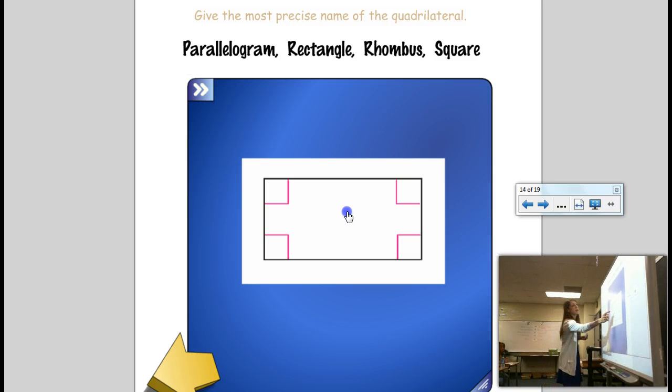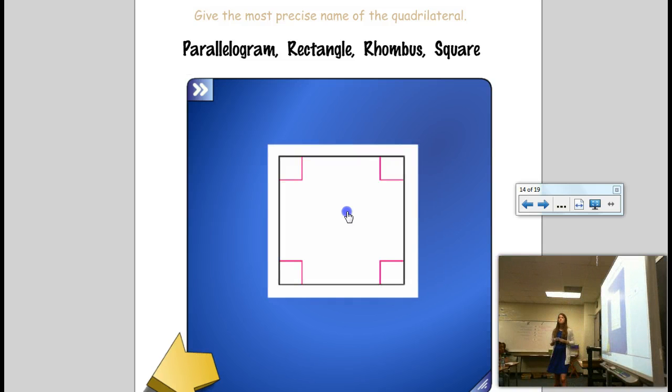Put number 3. Nope, you do not have to draw them. Absolutely not. Torin, what do you think this one is? A rectangle. Why isn't it a square? No, tick marks. Y'all are awesome. Very good. Okay, next one.